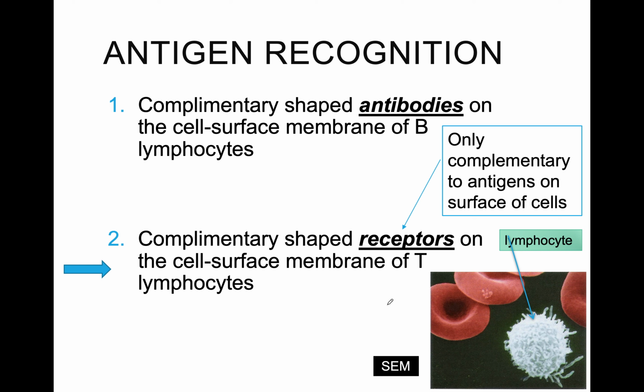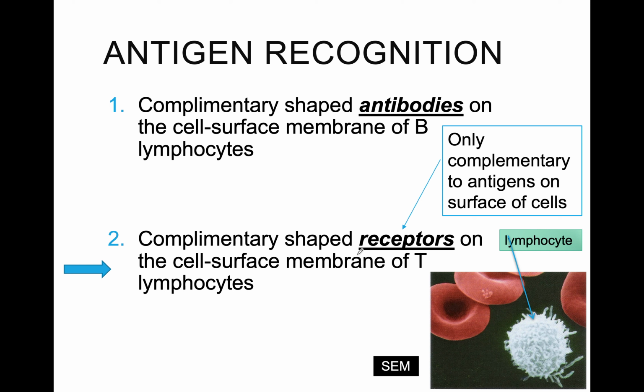T lymphocytes are a little different. They don't have antibodies. Instead, they have a different type of protein, a protein receptor. And again, those protein receptors are really variable. There are millions of different proteins, all with different shapes, that will be complementary to just one specific antigen. But like we said last week, there may be very few T cells in the body that actually possess that specific receptor.